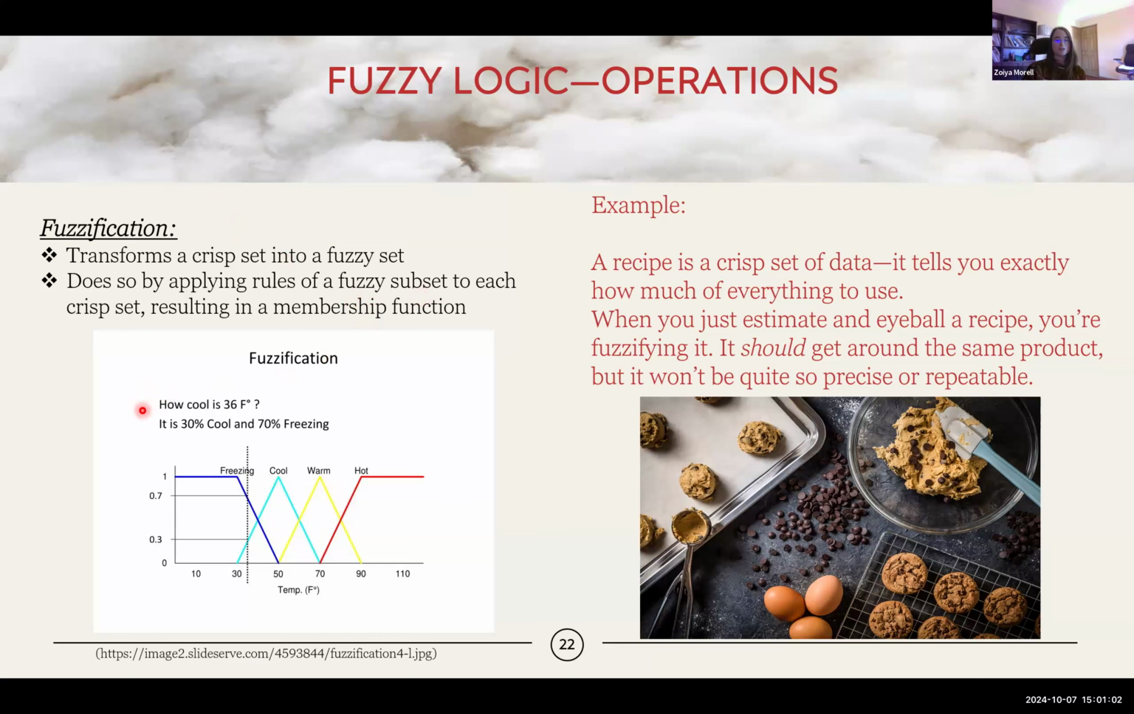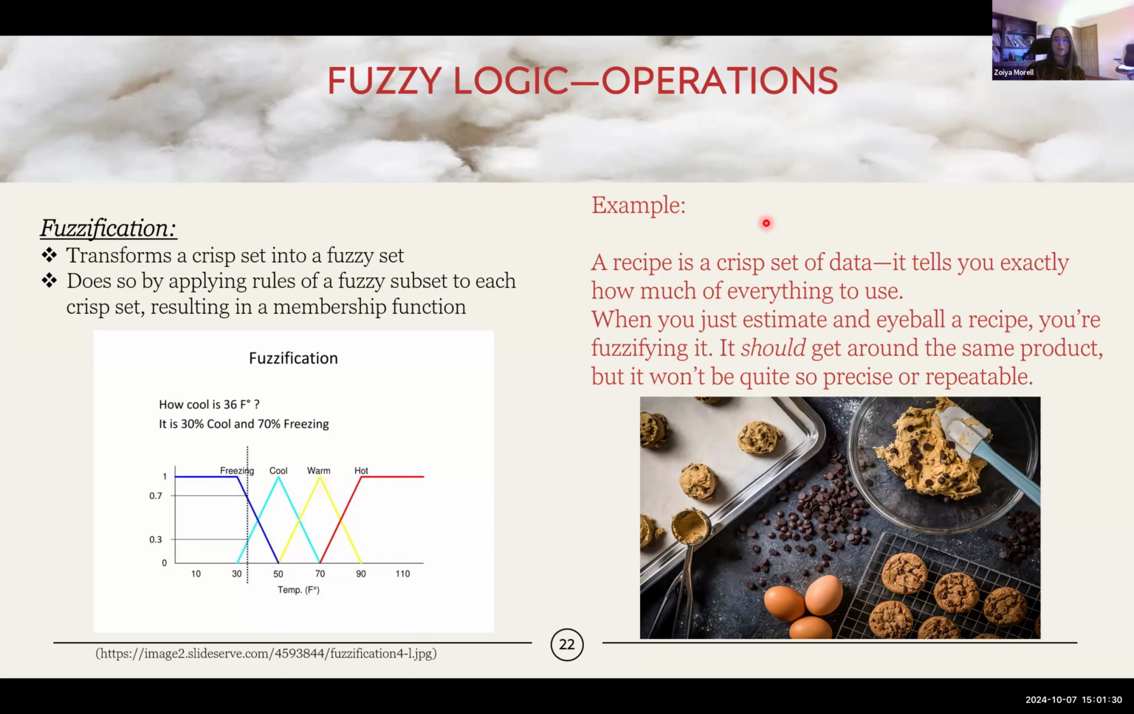So I thought this one was good, of how cool is 36 degrees Fahrenheit. And according to this graph, where we set rules about where everything falls, it is 30% cold or cool and 70% freezing. So great, that answers that question, but also, why do we care? Why do we want to take clear truth values and make them fuzzy? So I'm going to offer an example that I use all the time.